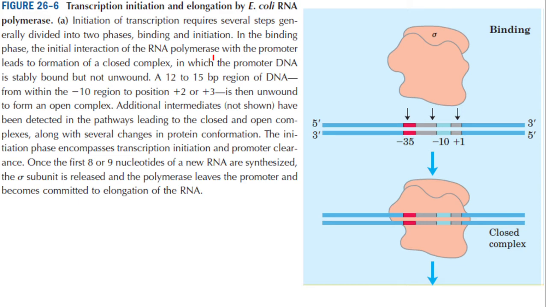Okay. Now this is the RNA polymerase sigma factor. You can see +1, -10, -35 regions. First of all, the RNA polymerase holoenzyme is binding there. This is a closed complex. The same thing is explained here in the notes on the diagram.